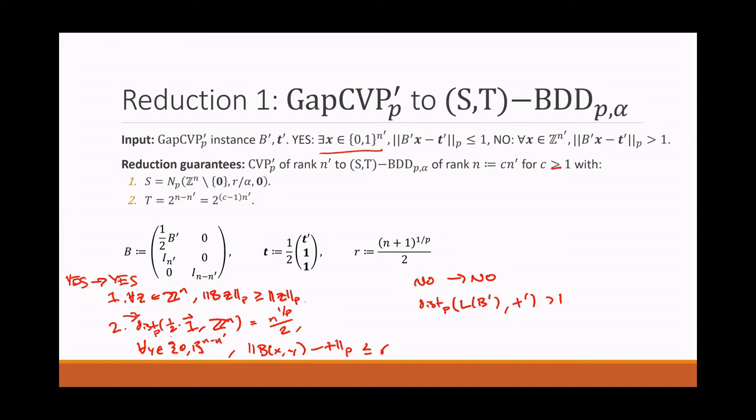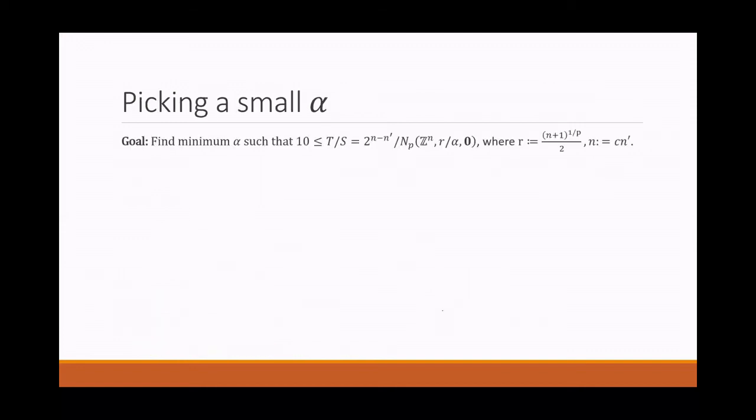But our expression for S is kind of funny here. It's not clear exactly how to get an expression that we can work with. This is just like a point counting function. In particular, the game is going to be to pick the smallest possible alpha such that the ratio of T to S is at least 10. Recapping from the previous slide, we want to pick the smallest alpha possible such that T divided by S, for these expressions that I've written here, is at least 10, where again, R and N are defined as stated.